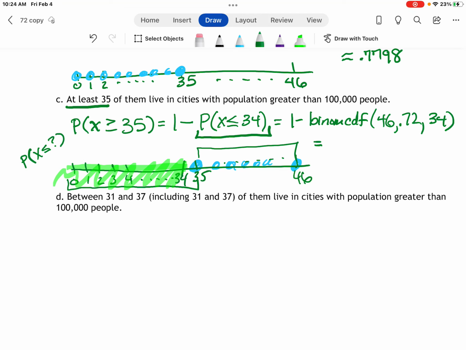When we put that in on the calculator, we're going to get 0.3325533447, and then when we round that to 4 places, we get 0.3326.